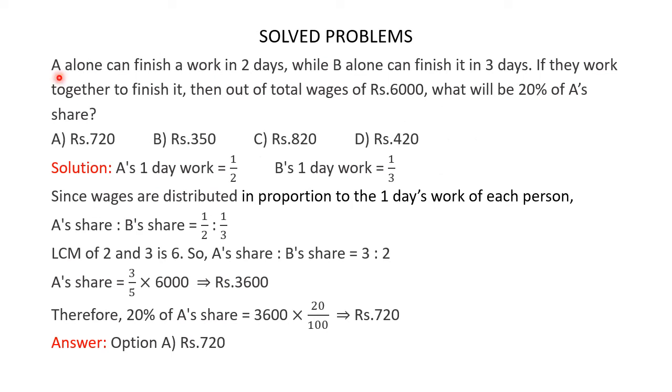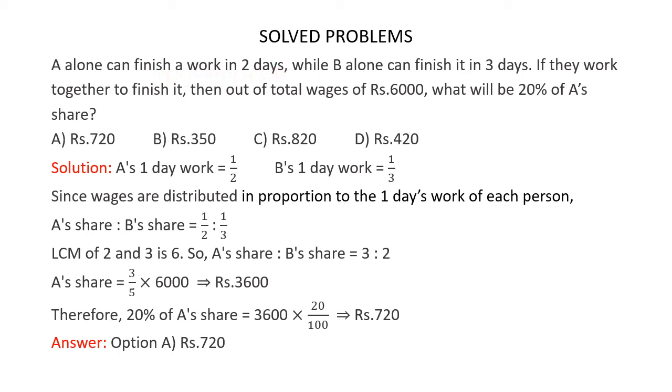A alone can finish a work in 2 days, while B alone can finish it in 3 days. If they work together to finish it, then out of the total wages of rupees 6,000, what will be 20% of A's share? You are given 4 options here and you have to find out which of these options is the correct one. Now it's given that A alone can finish a work in 2 days.